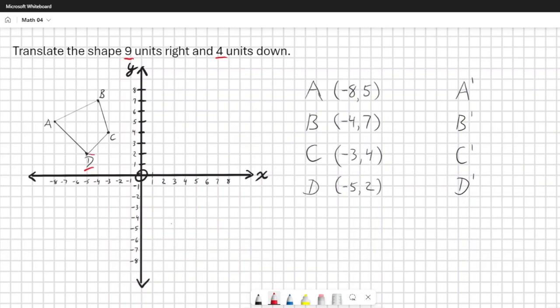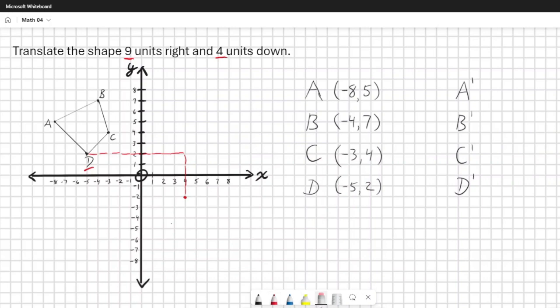So let's do that. So we have 1, 2, 3, 4, 5, 6, 7, 8, 9. So we go here, and then we also have to go 4 units down. So 1, 2, 3, and 4. So we land right there.